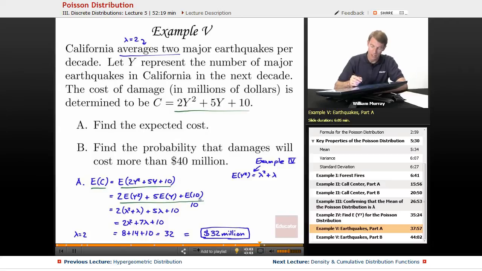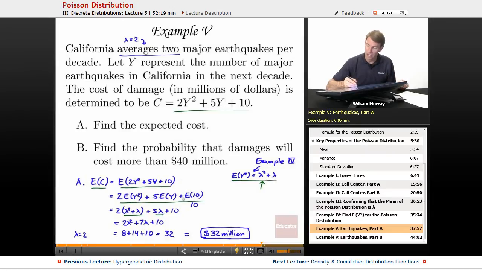So we had the expected value of y squared was lambda squared plus lambda. That came from example 4, so you can go back and watch the video on example 4 if you don't know where that came from. The expected value of y is just lambda. That came from, well, we proved it in example 3, but I also gave you the answer back in one of the first slides in this lecture.